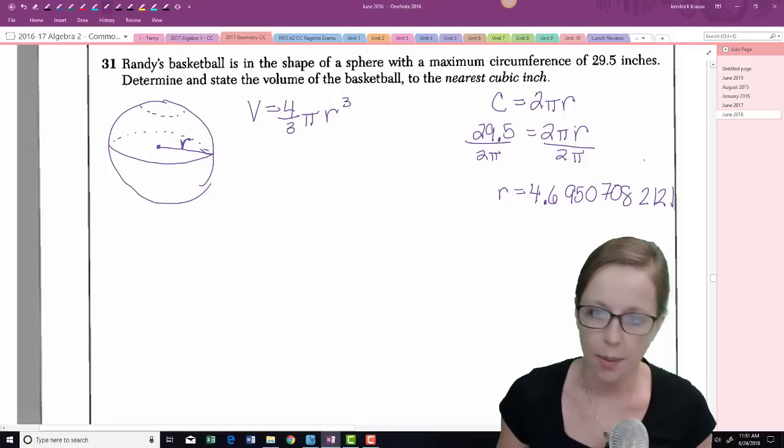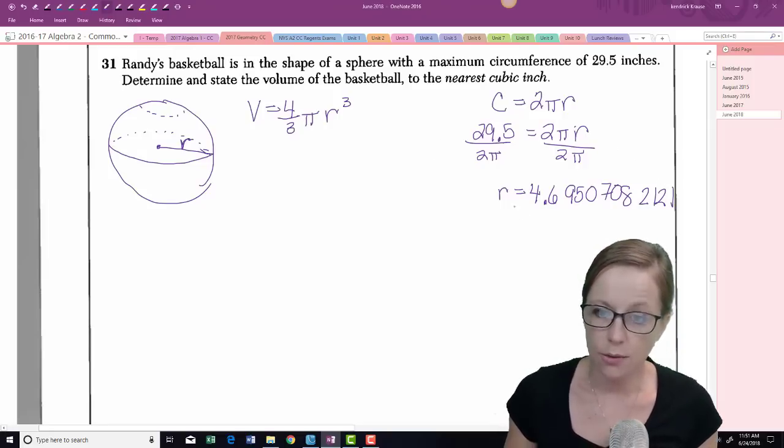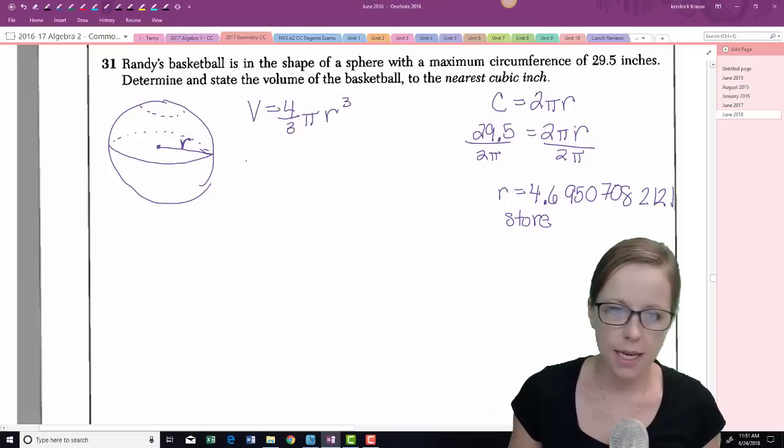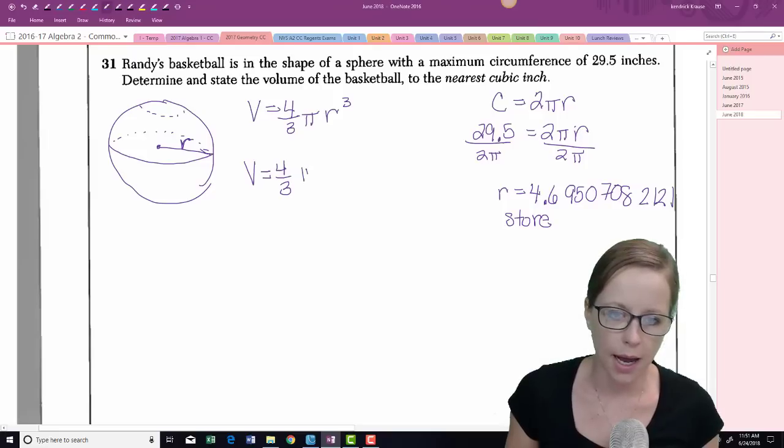4.69507082121. I think I copied that right down. And I'm going to write store. Because now I'm going to go over here to find the volume. Volume equals 4/3 pi r cubed, right? I stored r, so I don't have to rewrite that number. I'm just going to write r.